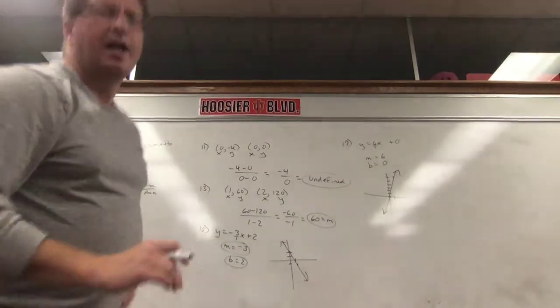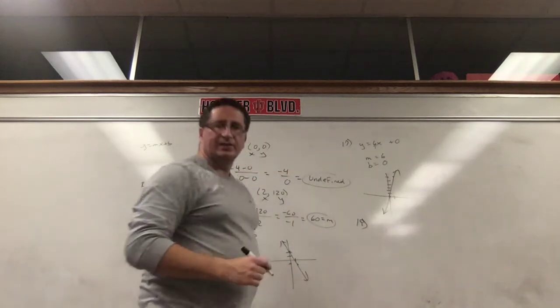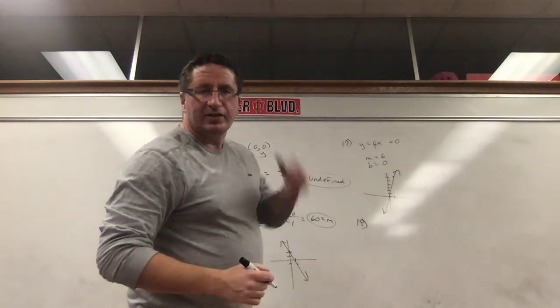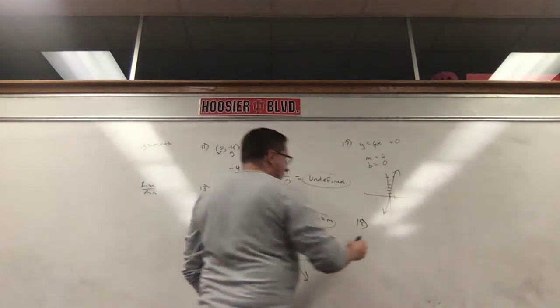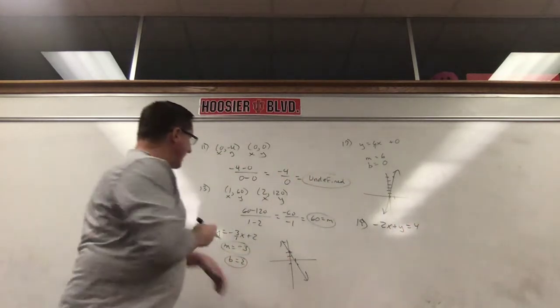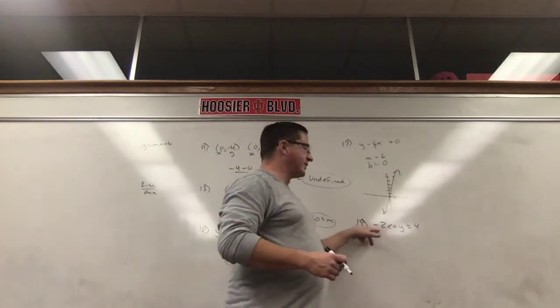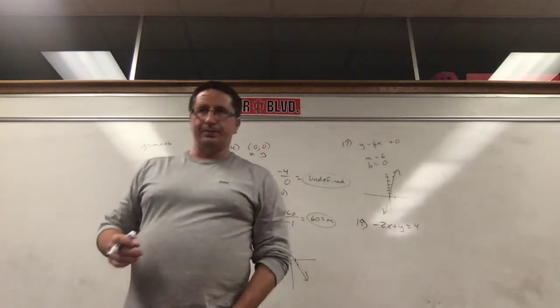Question number 19. A little bit tougher question here, not much, but a little bit. Number 19 says, find the slope and the y-intercept of negative 2x plus y is 4. Now, we've been saying that the slope's the number in front of the x. What's in front of the x? Negative 2. That's not the slope, though.